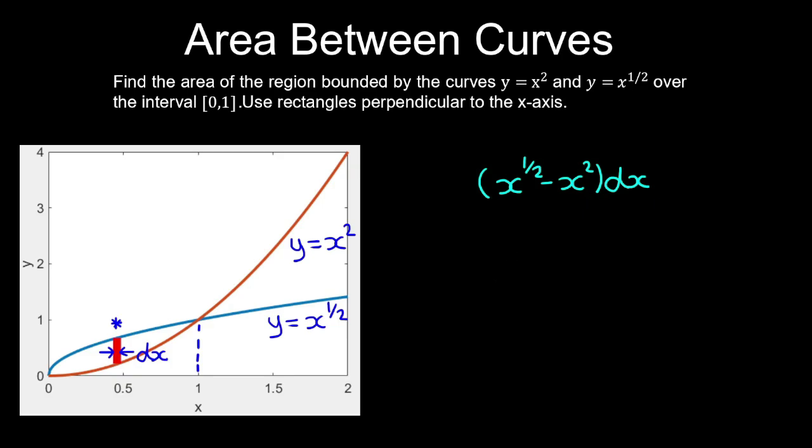And then summing up the areas of the rectangles from x equals 0 to 1 is effectively what this integral is doing. And that gives us the area of this entire region. And you can easily evaluate this integral.